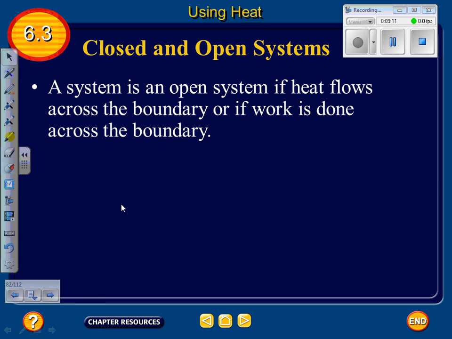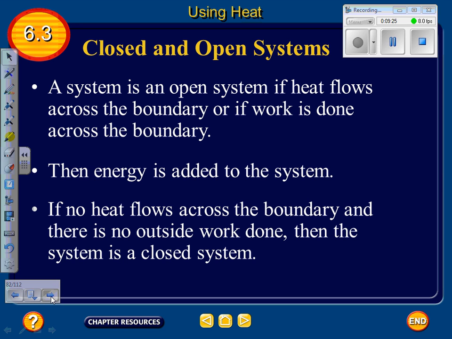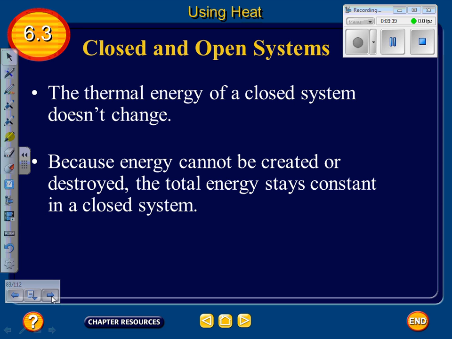Closed and open systems. Like I said, basically our Earth is a closed system. A system is an open system if heat flows across the boundary or if work is done across the boundary. Then energy is added to the system. If no heat flows across the boundary and there is no outside work done, then a system is a closed system. Thermal energy of a closed system doesn't change. Because energy cannot be created or destroyed, the total energy stays constant in a closed system.